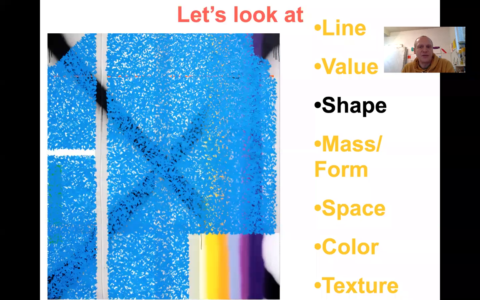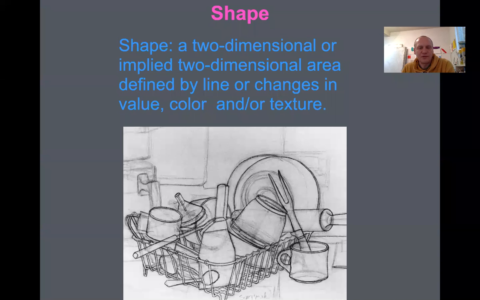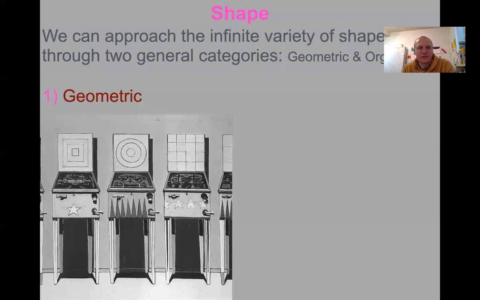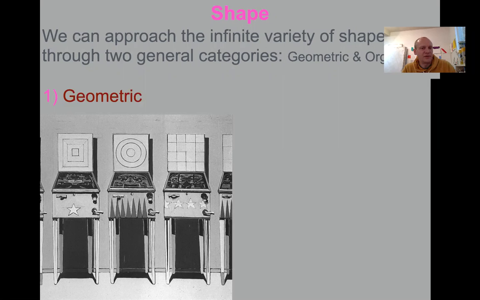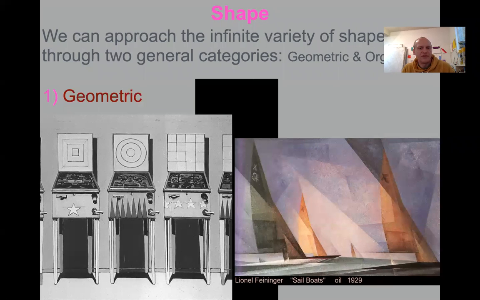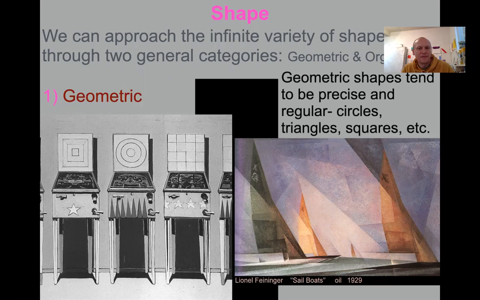So let's look at shape. Two-dimensional or implied two-dimensional area defined by line, or changes in value, color, and texture. And we can approach shape in two ways. We can think of shape as geometric, like these shapes, squares, circles, rectangles, sort of hard-edged shapes, precise, regular, circles, triangles, squares, etc.